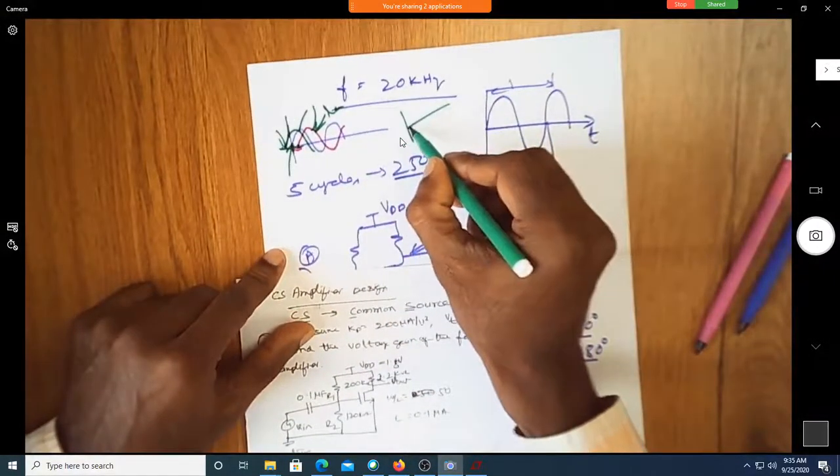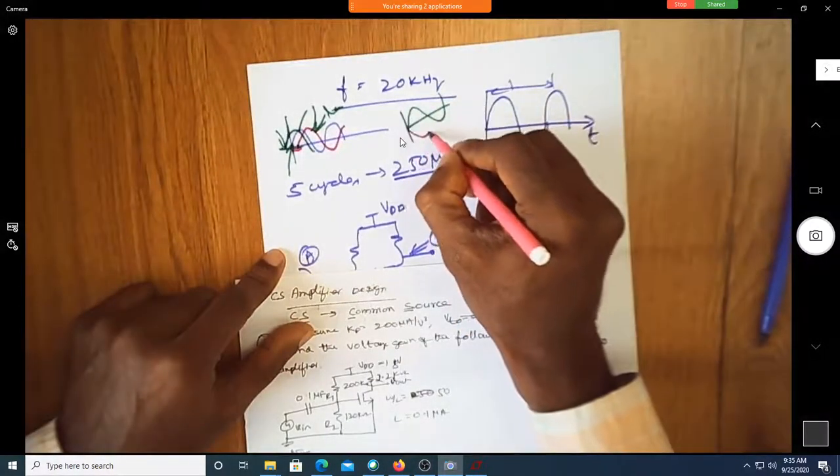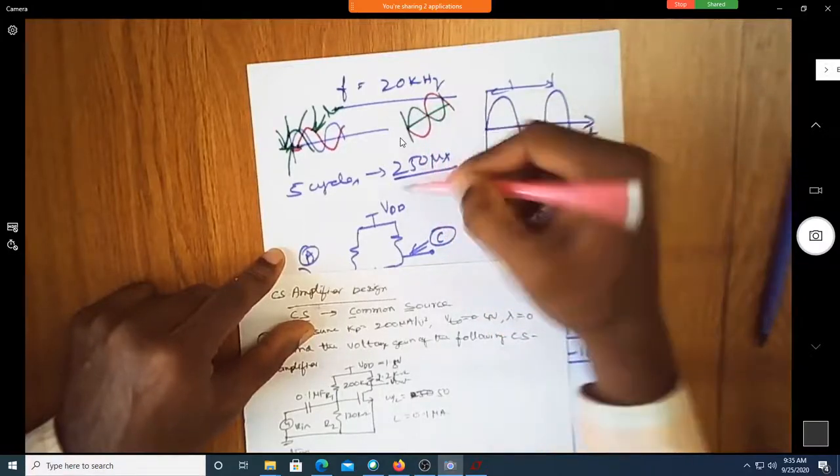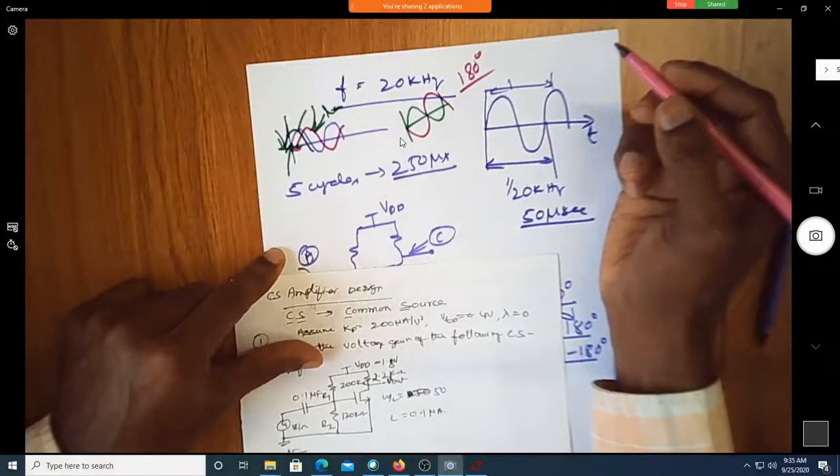Suppose if one is going up and coming down, and the other one is going down and going up, we say they are out of phase. Out of phase means 180 degree phase shift. Yes, sir.